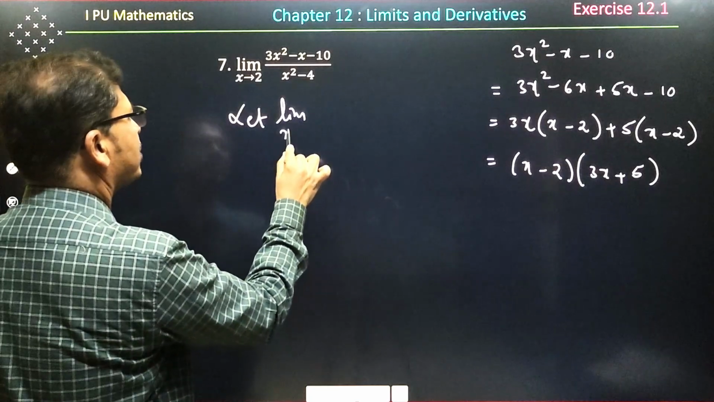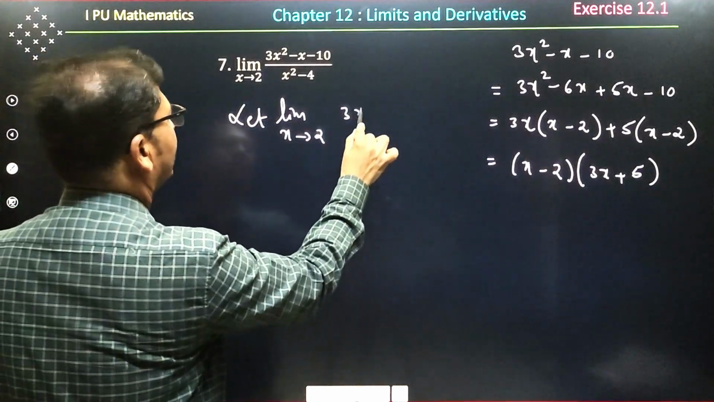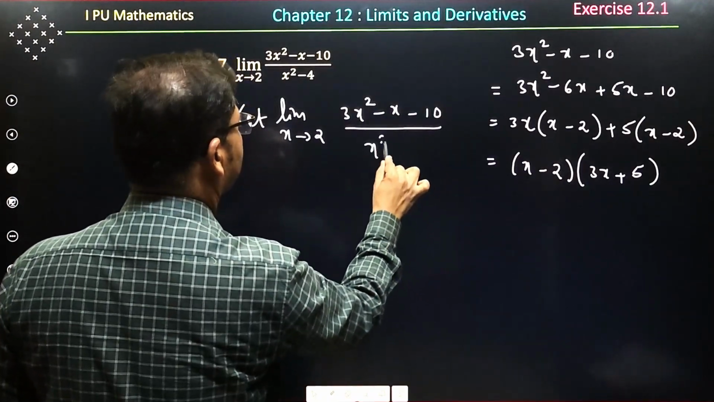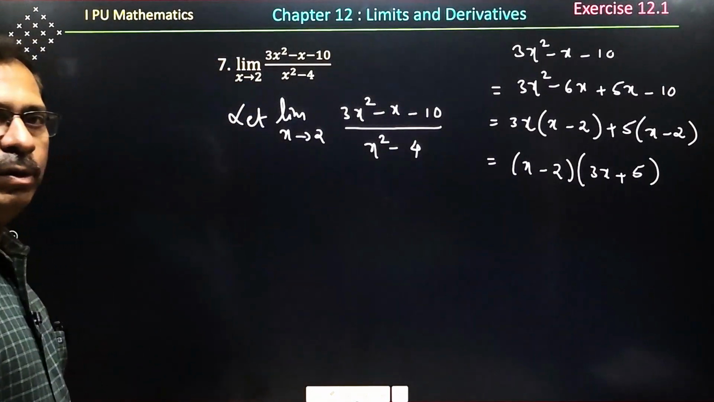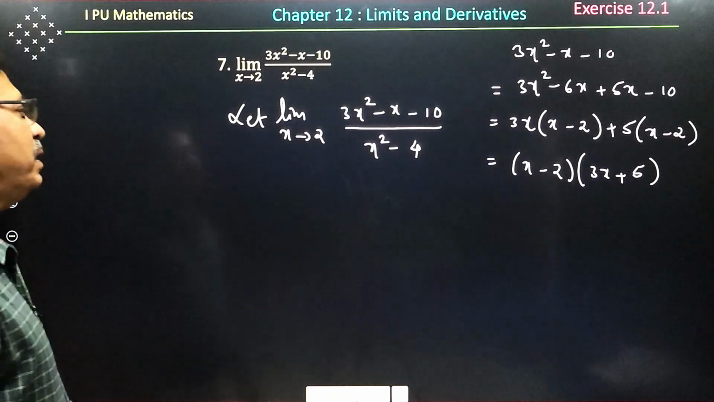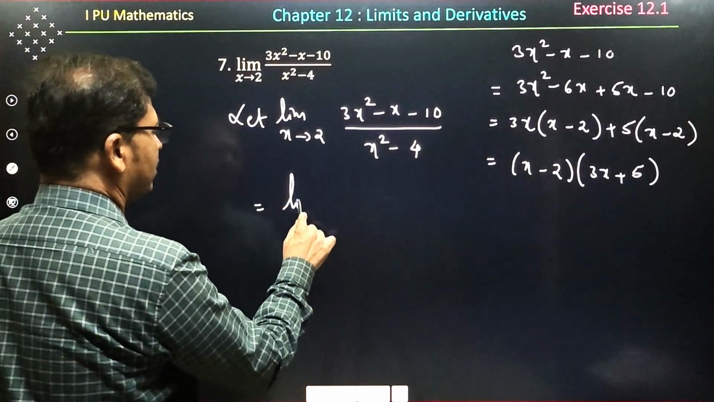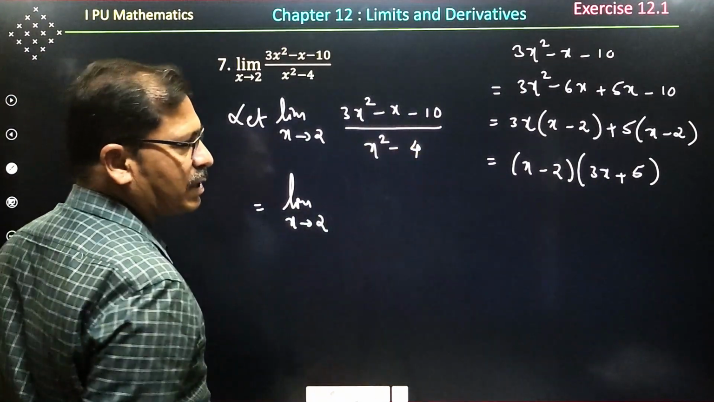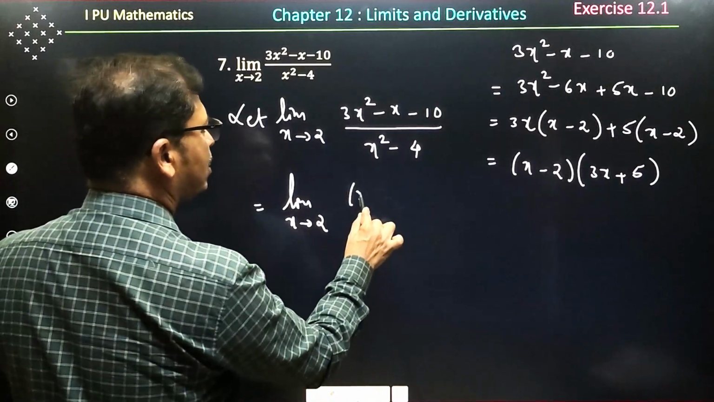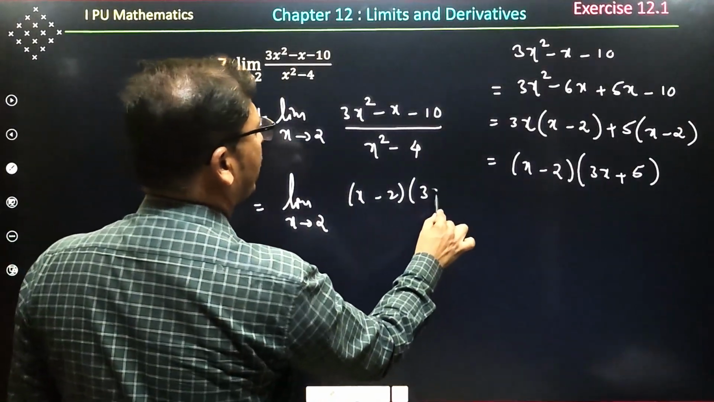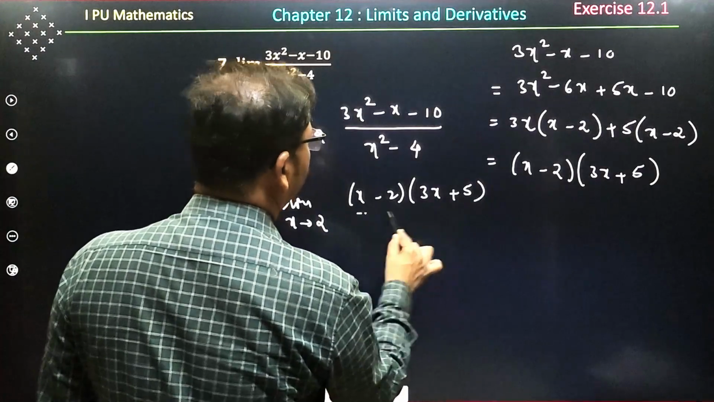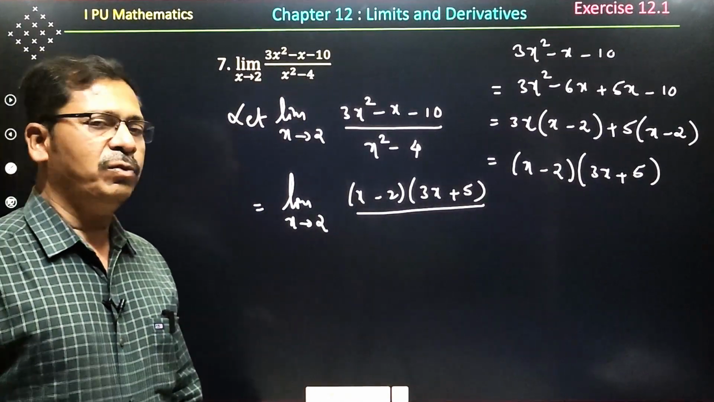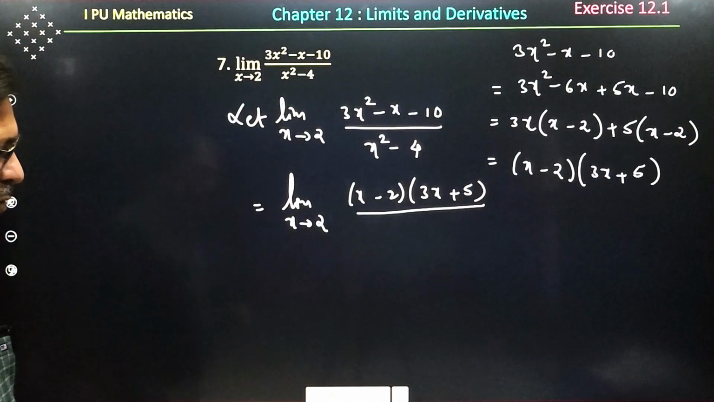So let us consider the given problem. This is limit x tends to 2, 3x square minus x minus 10 divided by x square minus 4. The numerator can be written as limit x tends to 2, x minus 2 into 3x plus 5. I have factorized this. And then the denominator is x square minus 4. How can you write x square minus 4 as the product of two factors? Can you tell me?